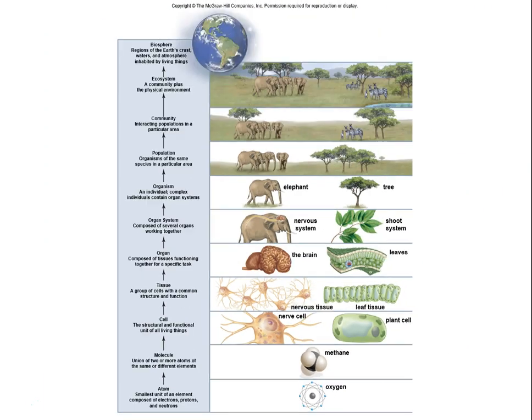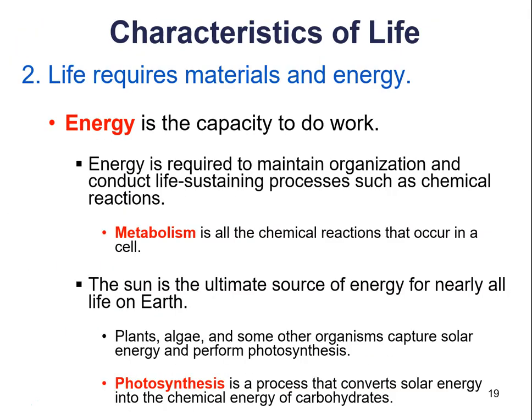All right. So for the next characteristic of life, right? Life requires materials and energy. Okay. Again, we probably could come up with these on our own, right? We don't need a textbook maybe to tell us what these are. So energy, what's energy? The capacity to do work. Energy is required to maintain organization, right? And it's required to basically carry out any sort of life-sustaining process, right? Like chemical reactions, okay? You need energy. If there is no energy, there's no living things, right? No way any of the reactions that need to occur in a cell could occur without energy, okay?